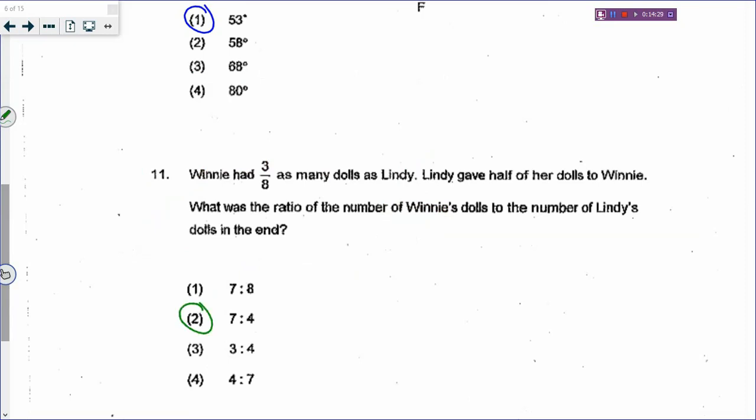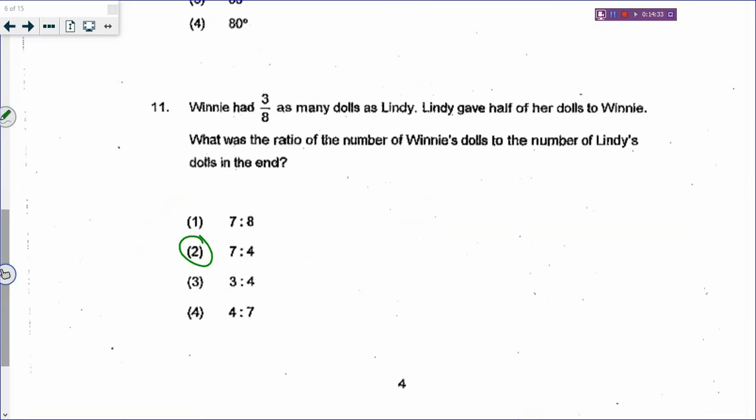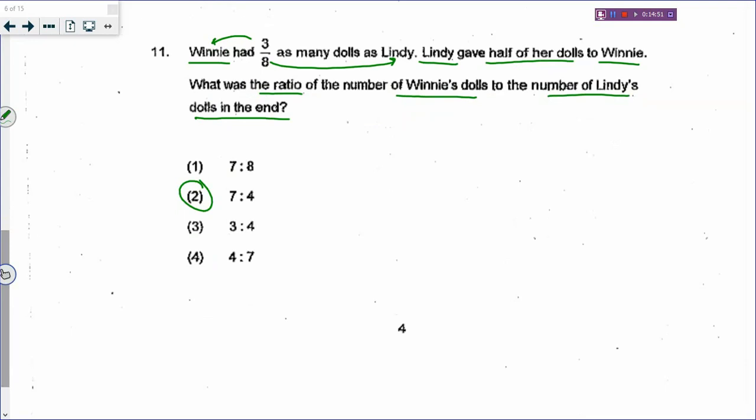Okay, so there's a fraction again. So what can we do? We can draw a model, and it's a before and after. We can also use a table method. So Winnie had 3/8 as many dolls as Lindy. Lindy gave half of her dolls to Winnie. So what was the ratio of Winnie's dolls to Lindy's dolls in the end? Now, this is a before and after, and the total is unchanged. So I can use the table method.